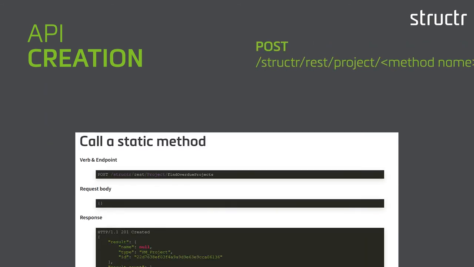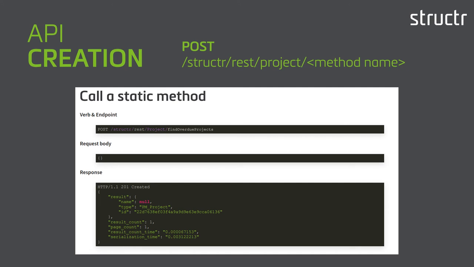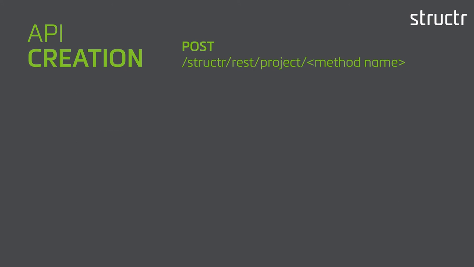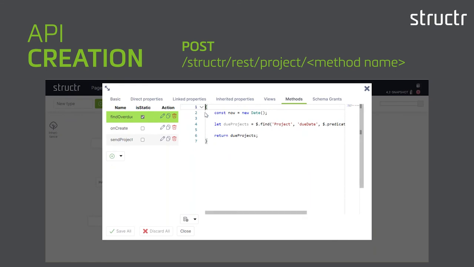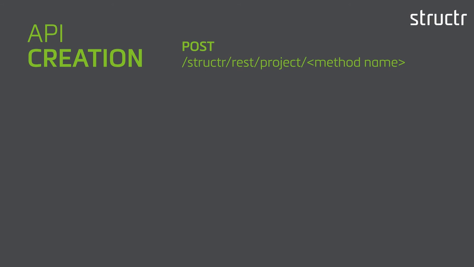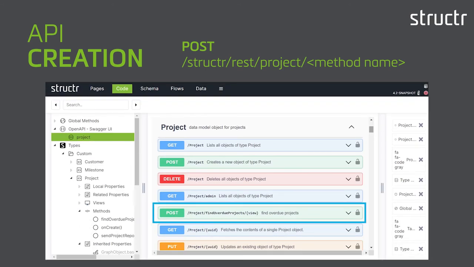If we are calling a static method for a data type, a unique ID or other path parameter is not required. For instance, the static method findOverdueProjects returns data for all active projects that are overdue. Because this method does not query an individual project, no UUID is required in the path. Instead, the POST request follows the path /structr/rest/project/{method name}.